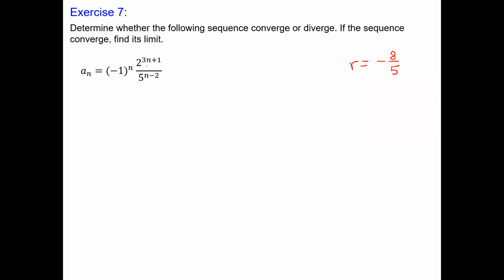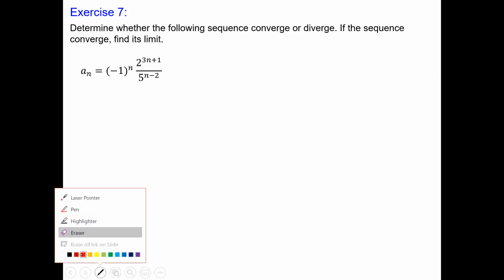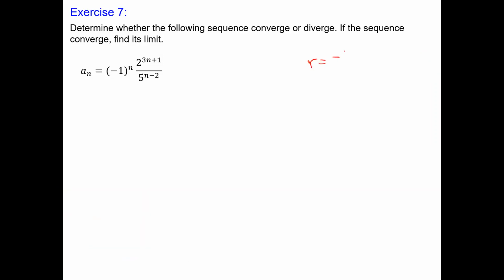Yeah, where did that 8 come from? Because this is 2 cubed, -8/5. This number, unfortunately, is outside the interval. This number is less than -1. -1 is taken to the n, 2 cubed, and 5. -8/5. This number is less than -1, is outside this interval. This sequence is divergent.